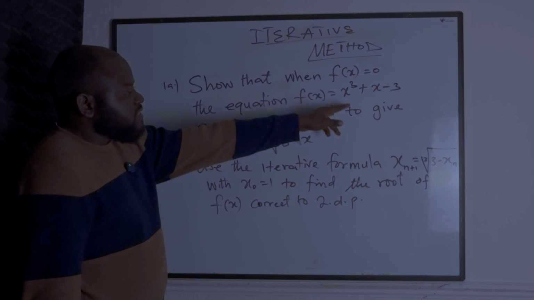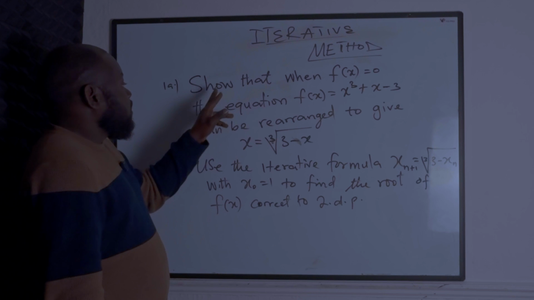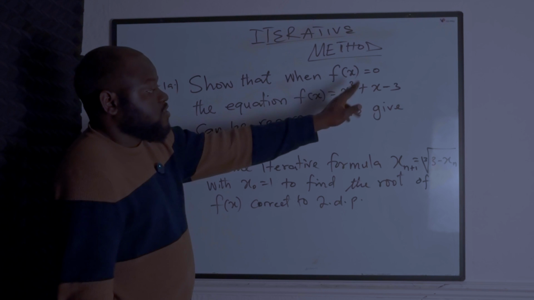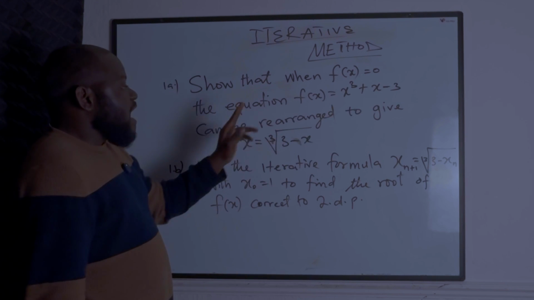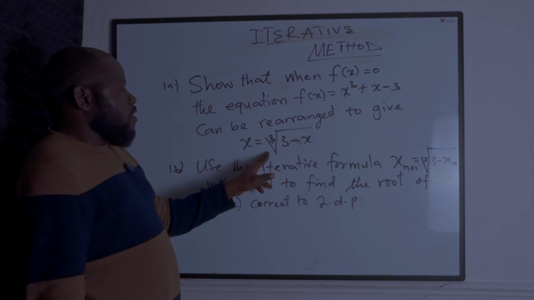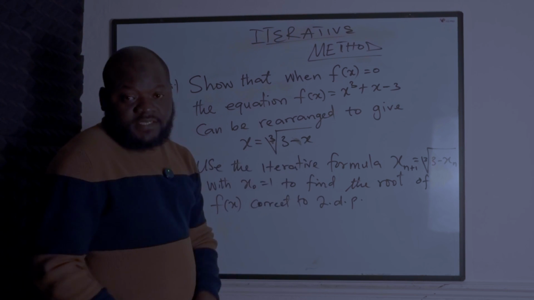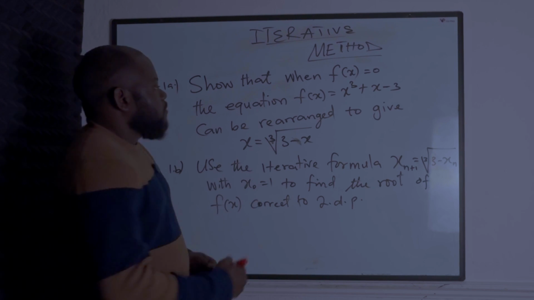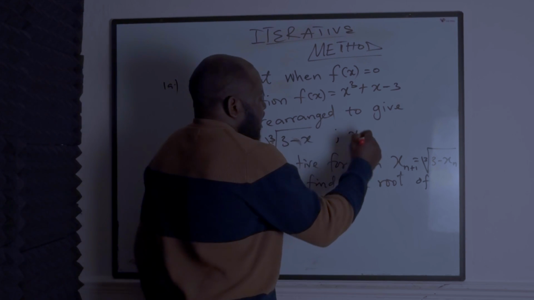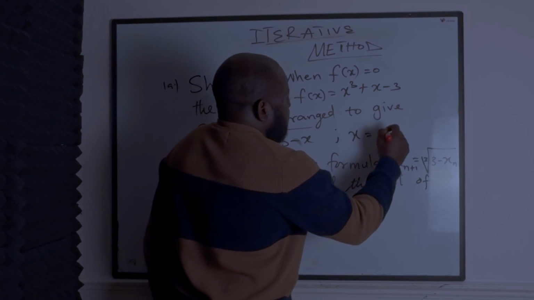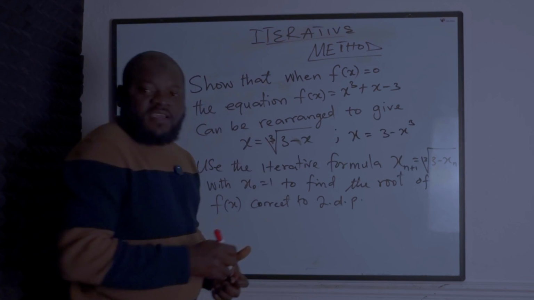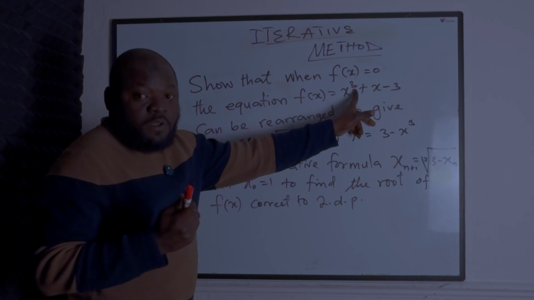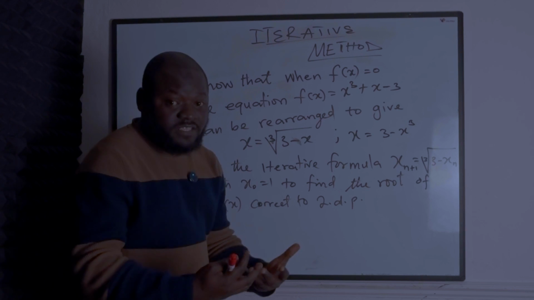Now, this first question, which is question A: show that when f of x equals 0, the equation f of x equals x cubed plus x minus 3 can be rearranged to give x equals the cube root of 3 minus x. They can decide to change this question. They can say you should show that x equals 3 minus x cubed. What I am trying to say is that it's not necessarily that they pick the one with the highest power, but mostly they always pick the one with the highest power.